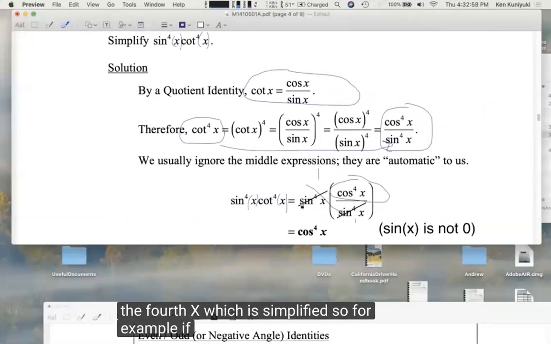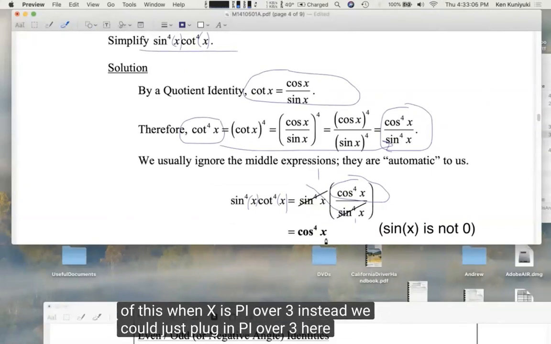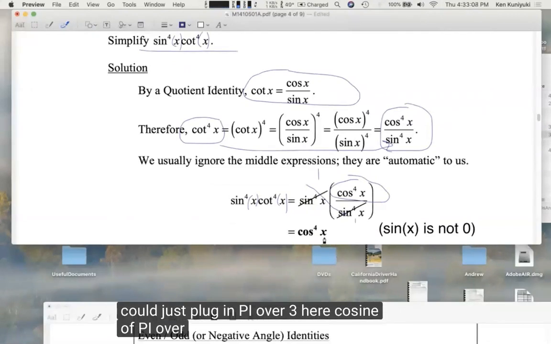So for example, if we wanted to know the value of this when x is pi over 3, instead, we can just plug in pi over 3 here. Cosine of pi over 3 is 1/2. The 4th power of 1/2 is 1/16, which is the value of this expression at pi over 3.